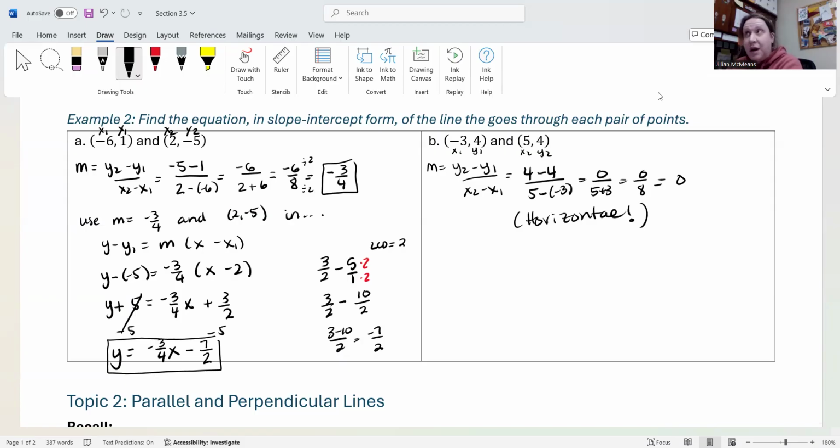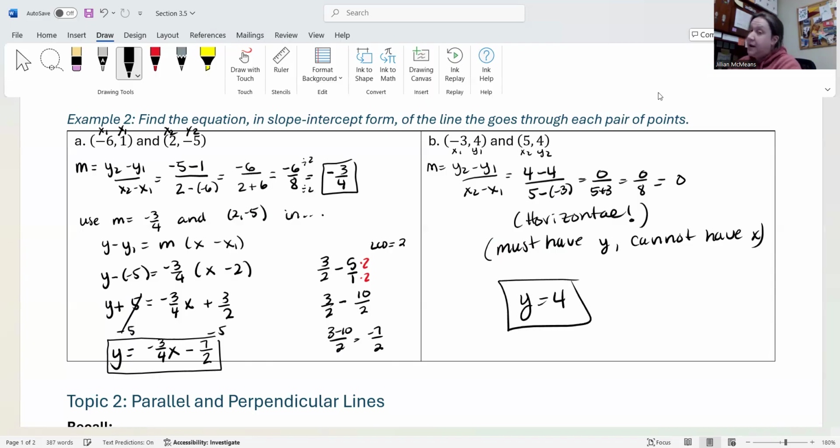So you also have to remind yourself, okay, what kind of line would be horizontal? Well, it would have to go through the y-axis to be horizontal. It's not going to go through the x-axis, so it can't have an x, but it has to have a y. And so then you're like, well, what y? Go back to your ordered pairs. What y did you see occur in both of those ordered pairs? 4. So remember, these equations must have a y, but cannot have x. So we would just be y equals 4. And that's about as simple as it gets.